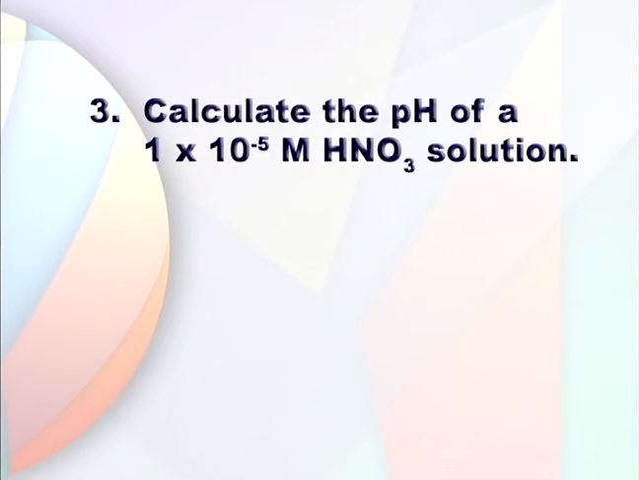Question number 3. Calculate the pH of 1 times 10 to the negative 5th molar solution of HNO3. A. 9, B. 14, C. 5.